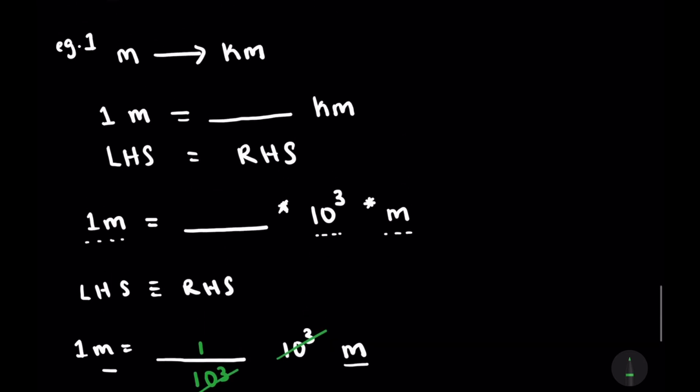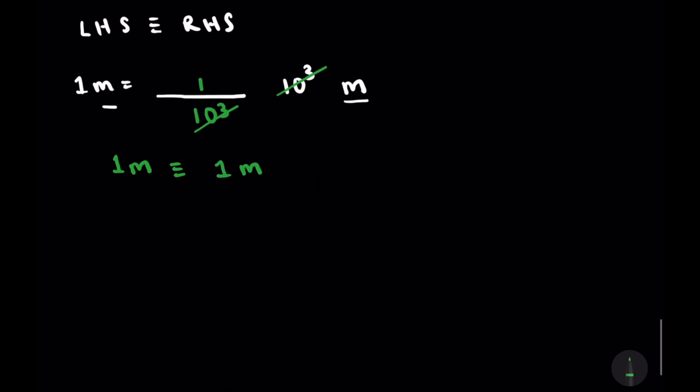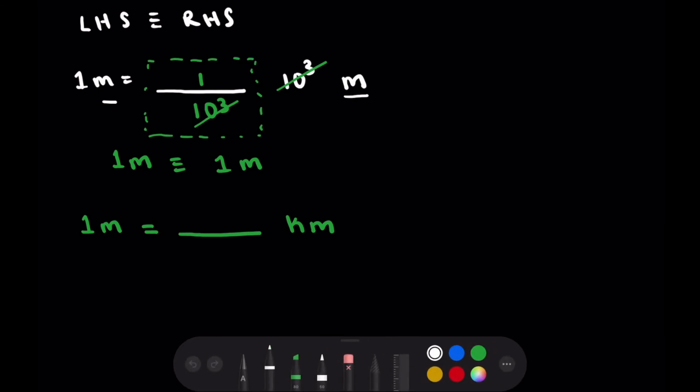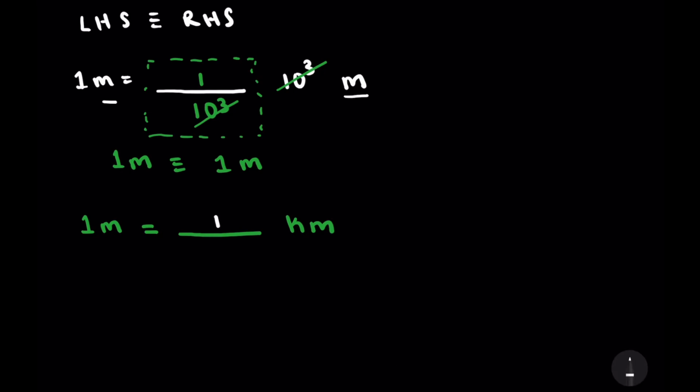But that's not what we asked, right? What we wanted to know was how many kilometers are in a meter. If we go back to our original statement, we have 1 meter is equal to some amount of kilometers. What we did here was find our conversion factor that will allow our statement to be true. In this case, it ended up being 1 over 10 to the 3. You can think of 1 over 10 to the 3 as 10 to the minus 3, or as 1 over 1,000.